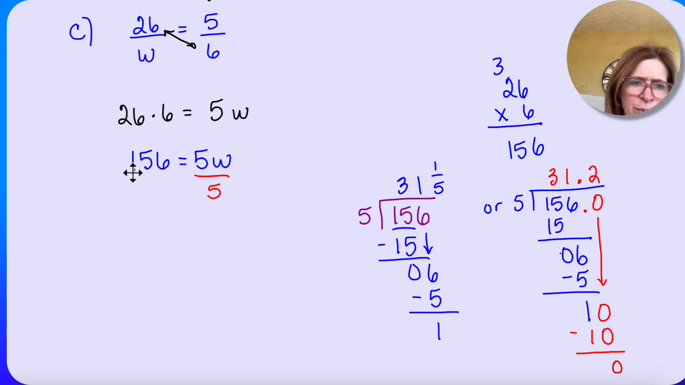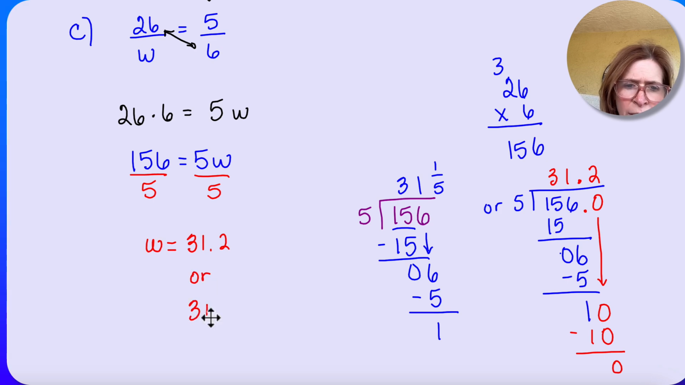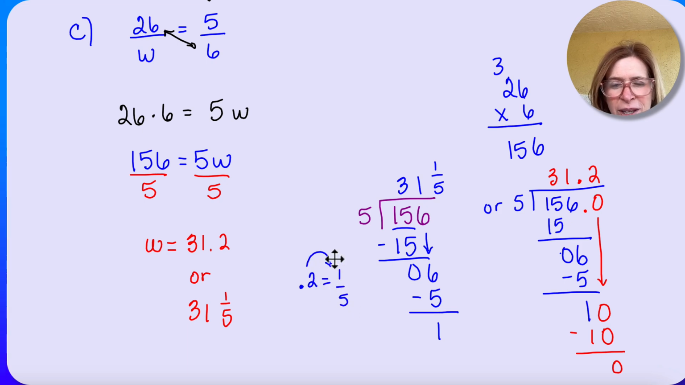So when I divided both sides by 5, I got that W equaled 31.2 or 31 1/5. So those are two options for my answers. One thing I want to point out, and it's really important for you to know, is that the decimal 0.2 is equal to the fraction 1/5. So those are some really important fractions to know as decimals.